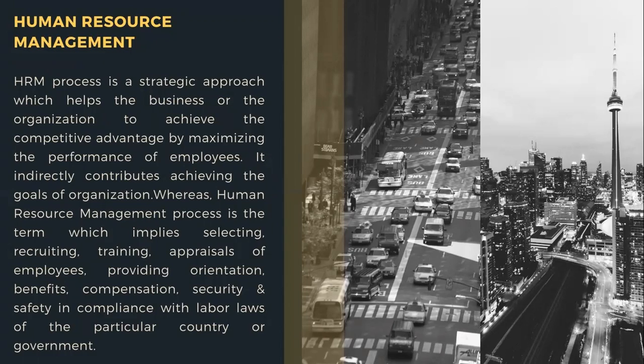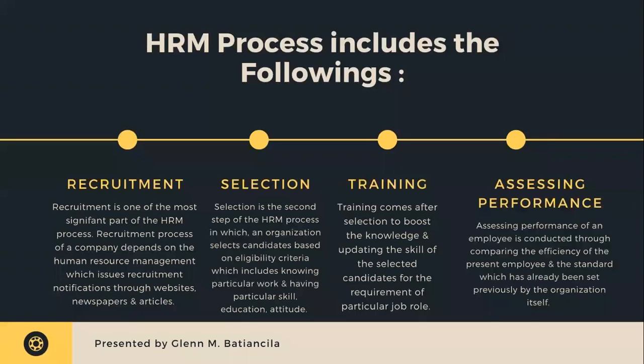So what are these processes? From selecting down to compliance with labor law. First here, as you can see in the slides, we have the process, which includes the following. First, the recruitment. Recruitment is one of the most significant parts of the HRM process. The recruitment process of a company depends on human resource management, which issues recruitment notifications through websites, newspapers, and articles that we usually see either on social media or on jobstreet.com or, let's say, trabaho.com. Those are some of the websites wherein we can see the job vacancies.